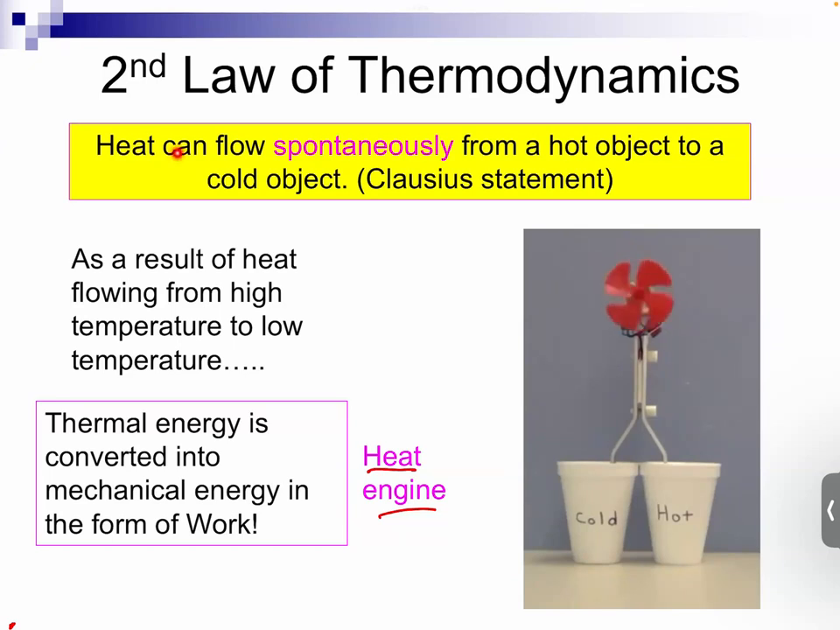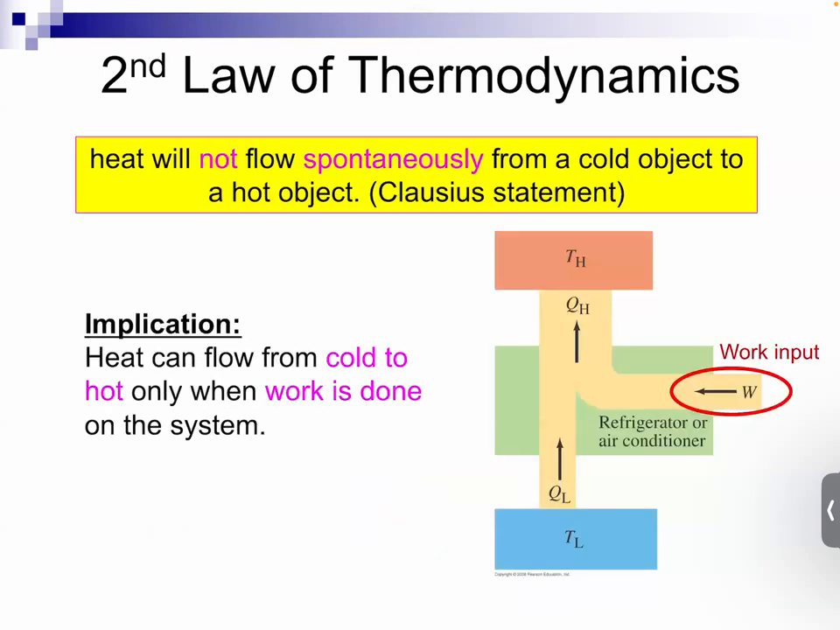But if it's true that heat can flow spontaneously from a hot object to a cold object, then it should also be true that heat will not flow spontaneously from a cold object to a hot object. Meaning that if we wanted heat to transfer from this cold sink to the hot reservoir, then heat cannot spontaneously transfer by itself. Instead, work needs to be done in order to facilitate the heat transfer from cold to hot objects. So in this case, we need work input.